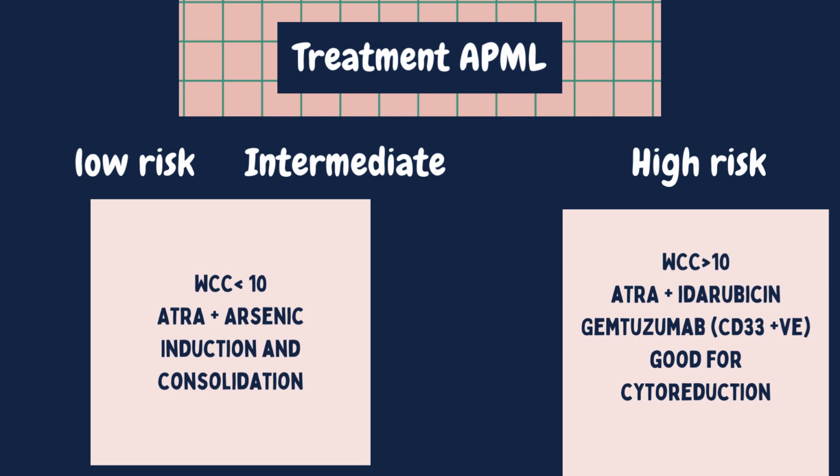So in low intermediate risk treatment, arsenic and ATRA induction with 4 cycles of consolidation has a more than 90% cure rate. For high-risk patients with white cells of more than 10, gemtuzumab is also effective for high-risk APL to be used as a one-off.